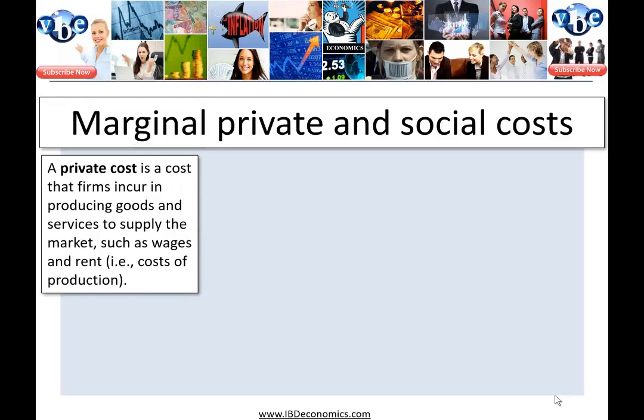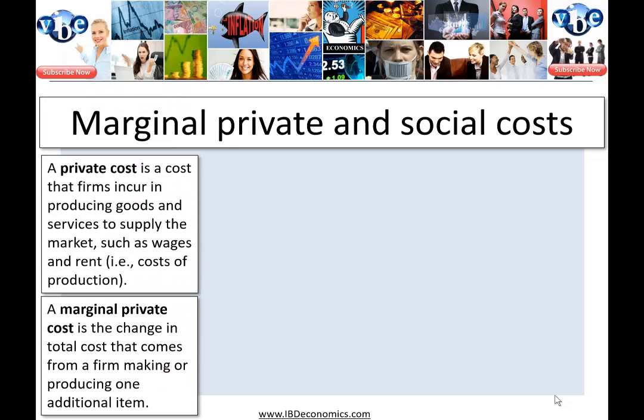Private costs, social costs, marginal private and marginal social cost. A private cost is a cost that firms incur in producing goods and services to supply the market. These are things such as wages and rent when we're talking about the costs of production. Marginal private cost is the change in total cost that comes from a firm producing one additional item.